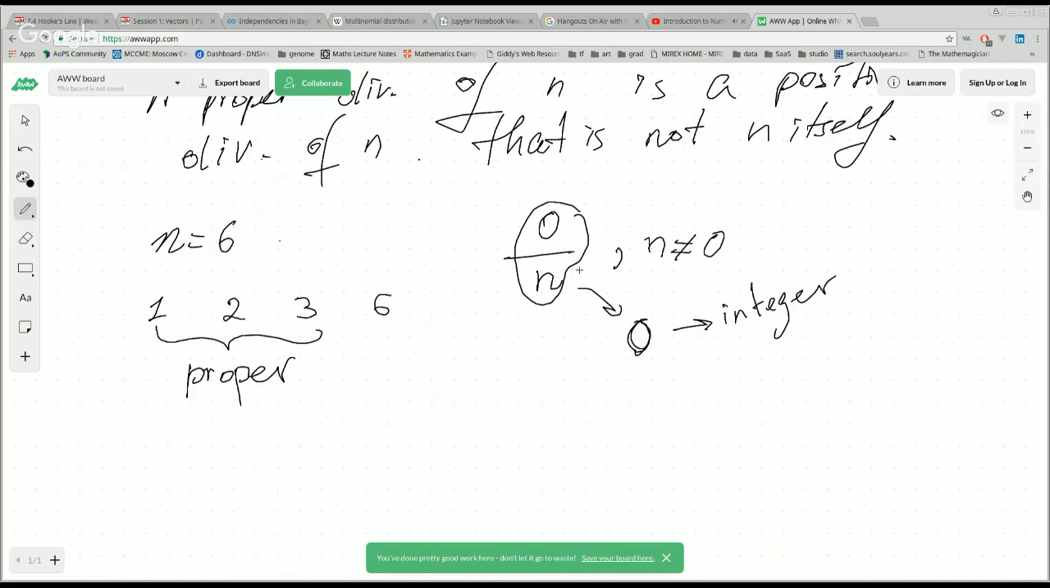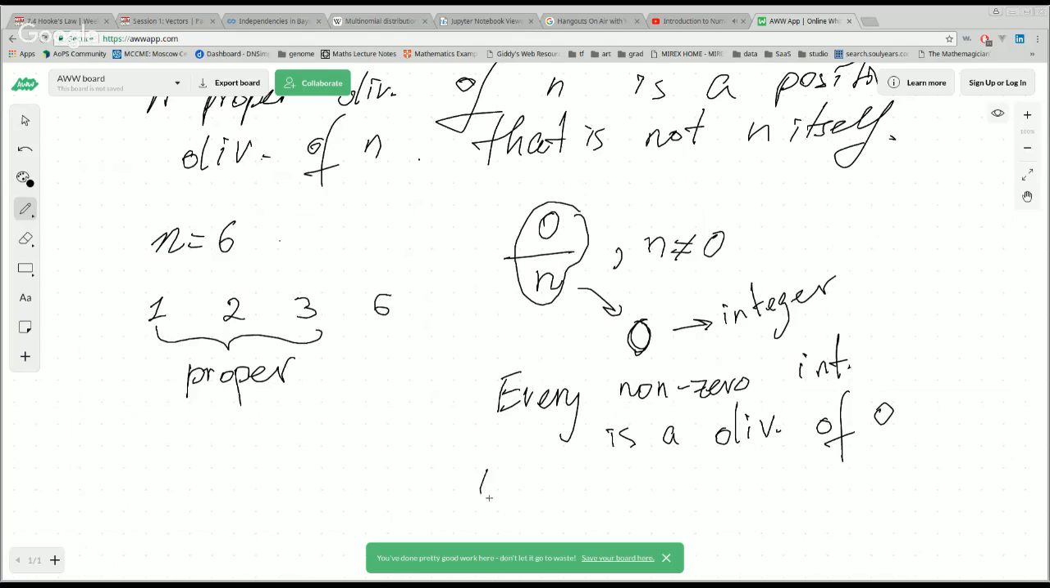Now n is arbitrary. n is absolutely any integer that is not 0. This means every non-zero integer is a divisor of 0. Okay? Every non-zero integer is a divisor of 0 because when I take 0 and divide by that integer, I get an integer. Now remember that the statement is equivalent to saying 0 is a multiple of every integer.